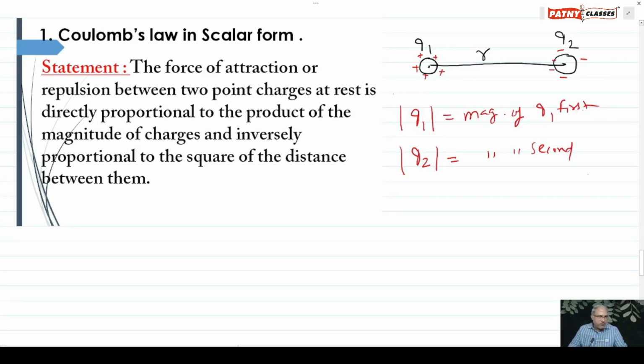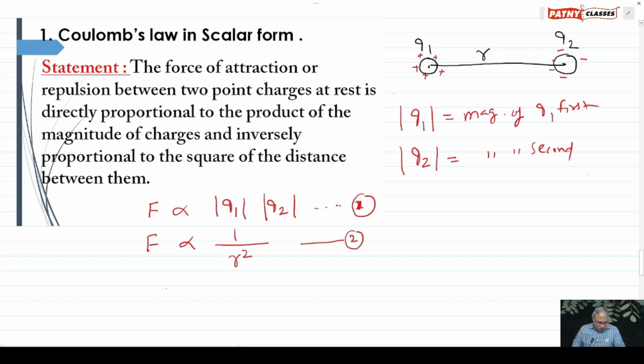The mod of Q1, that is the magnitude of first charge, and mod of Q2, nothing but the magnitude of the second charge. So the force of attraction between the charges F is proportional to the product of magnitude of first charge and magnitude of second charge. Let us call it equation number 1. And F is inversely proportional to square of distance. What is the distance between them? The distance is r. So we are taking r square of the distance between them. Let us call it equation number 2.